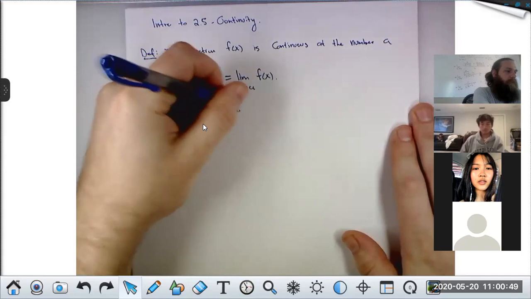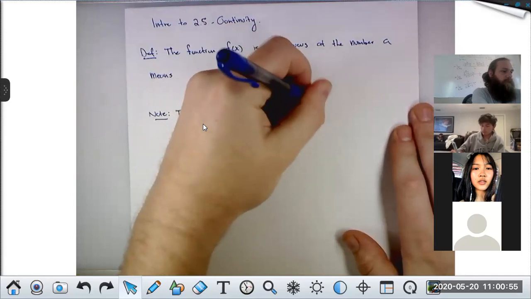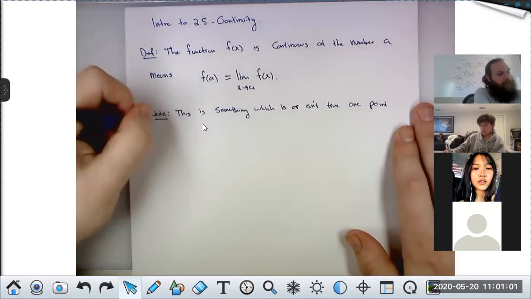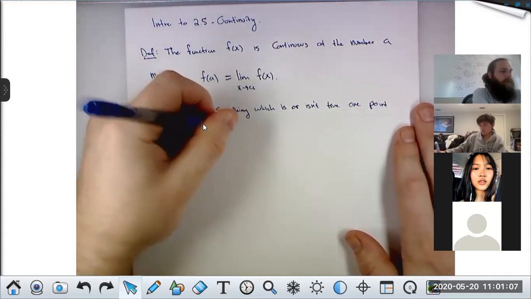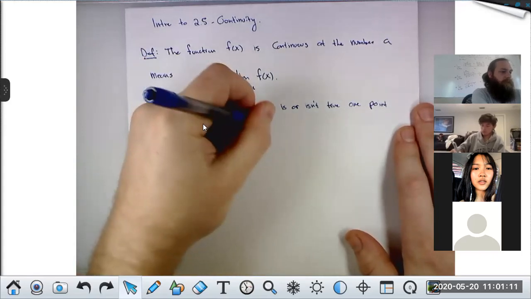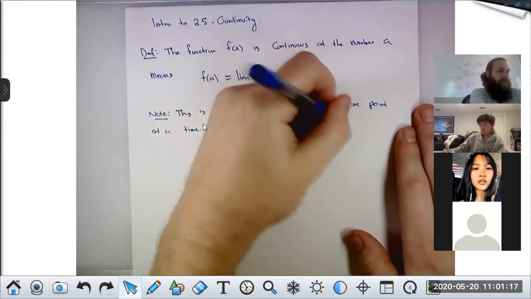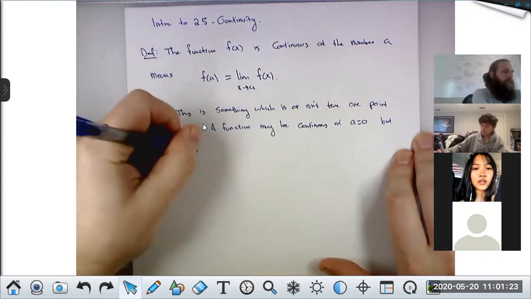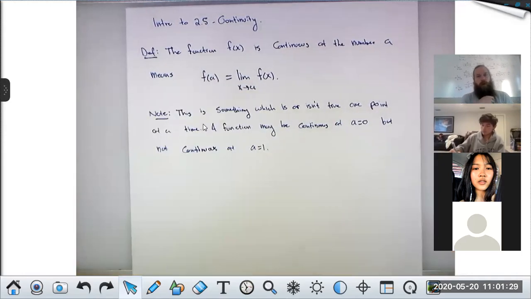This is something which is true or false one point at a time. In other words, a function may be continuous at zero, but not continuous at a equals one, or a equals two, or a equals five, right? So it's something you have to check one point at a time.